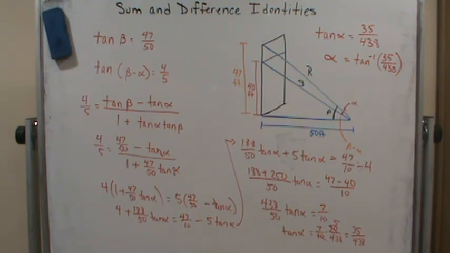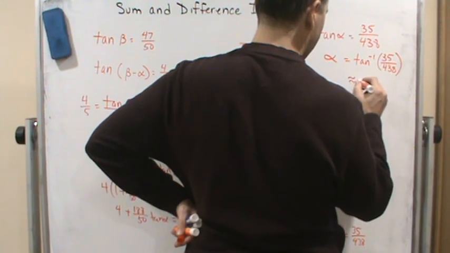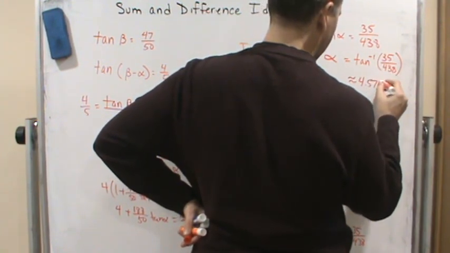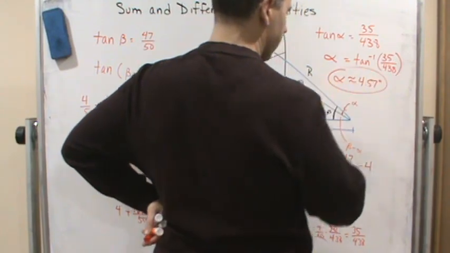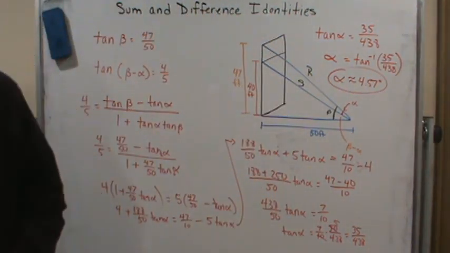you get approximately, let's see here. Because we're dealing with inverse, in radians it's 0.079741, which then if you convert to degrees by multiplying by 180 over pi, you get 4.57 degrees. And that's the answer. Not bad.